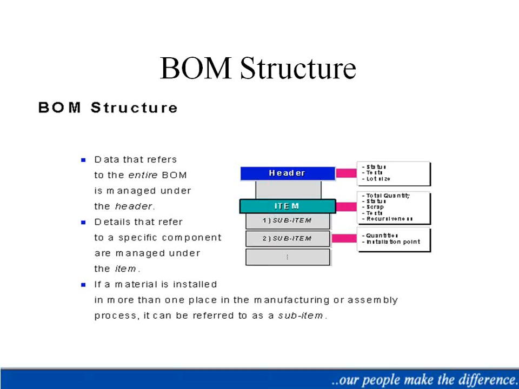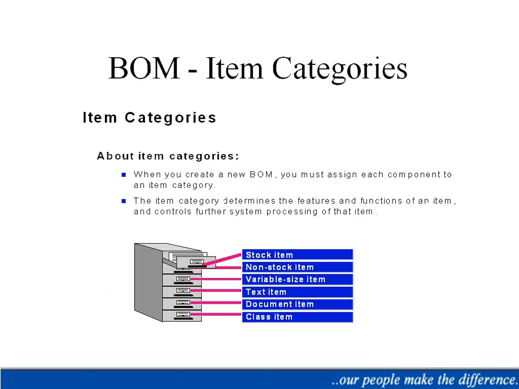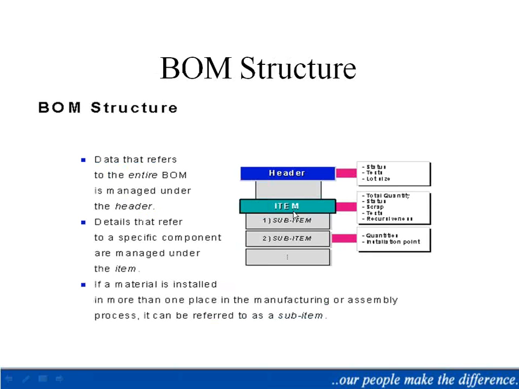So what are the different components, the different structure in the BOM? There is a header, we know that; item, we know that; sub-item, we know that, right? And these are the item categories. Item is basically one of the components required to produce that particular assembly, right? But sometimes it is not the case.